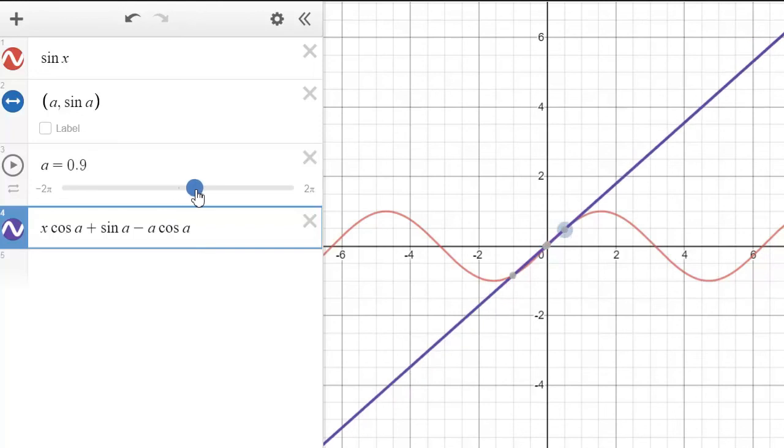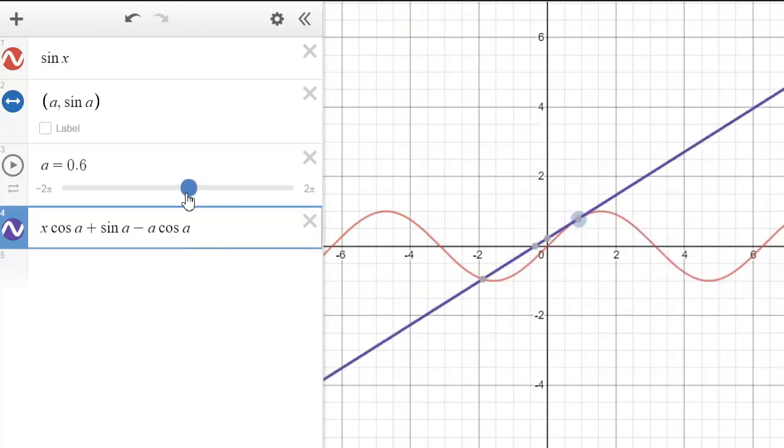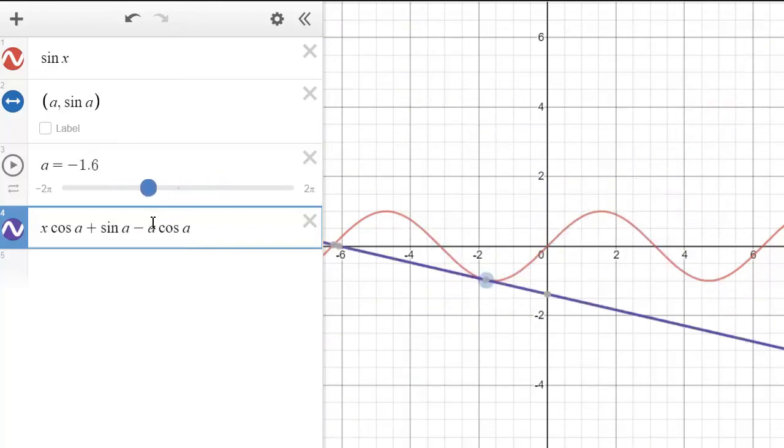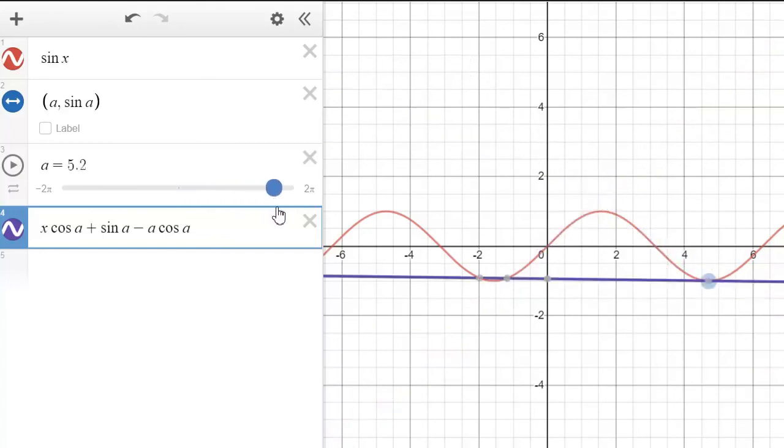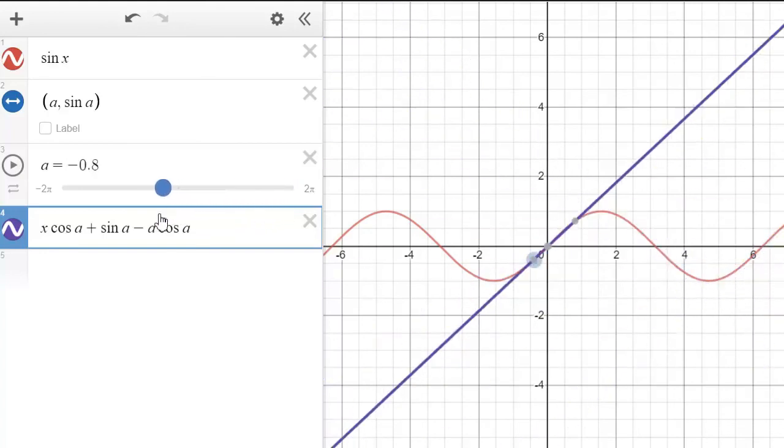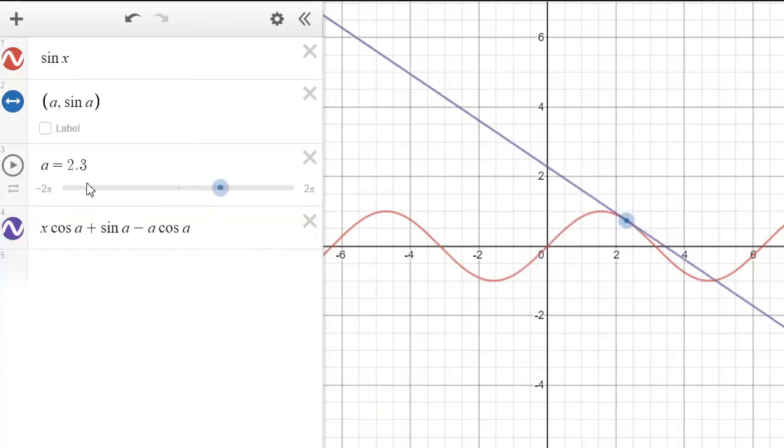So yeah, you work out the gradient of the tangent line, and then you work out its intercept. From that, you can draw the equation of the tangent line. Okay, so punch this in for yourself and play around with it.